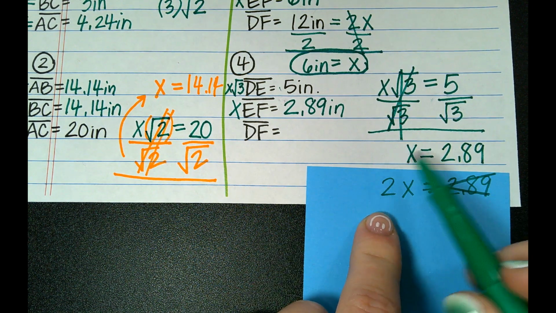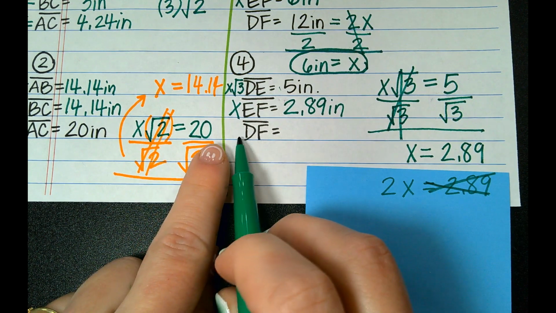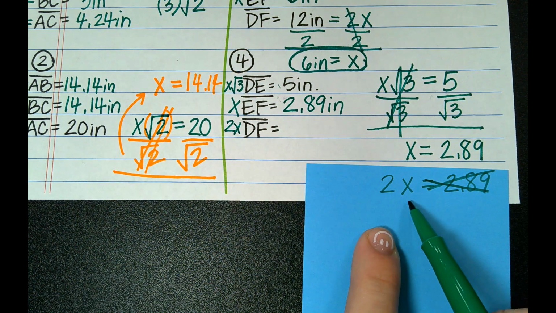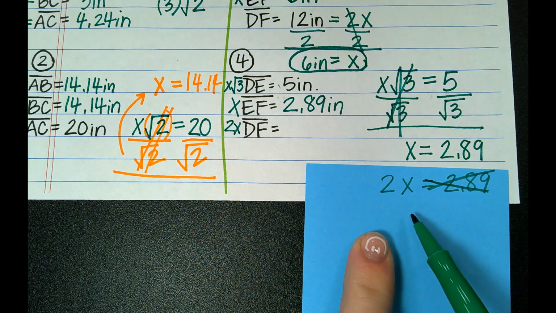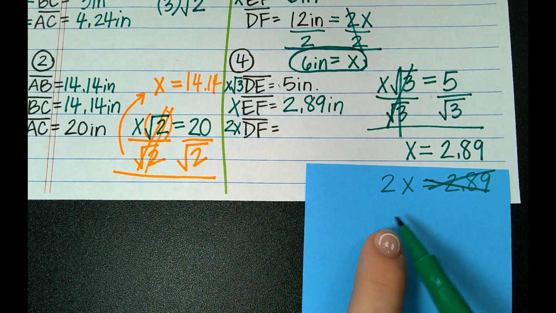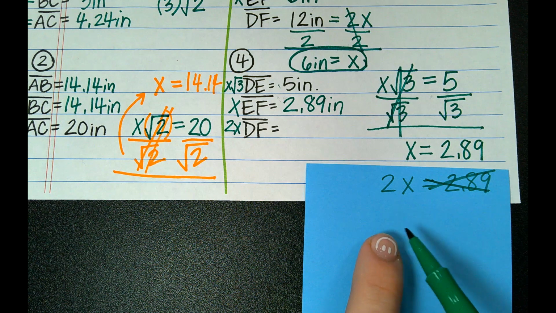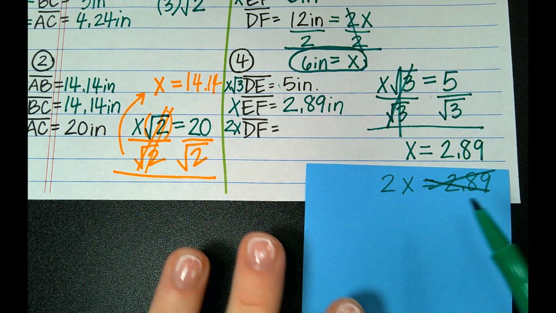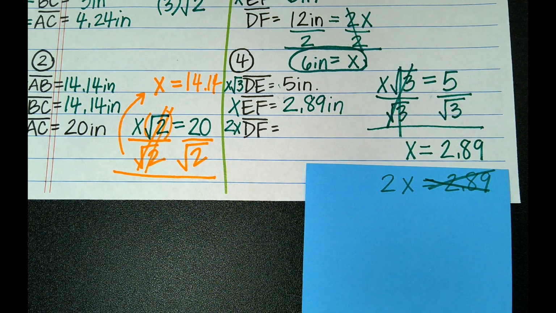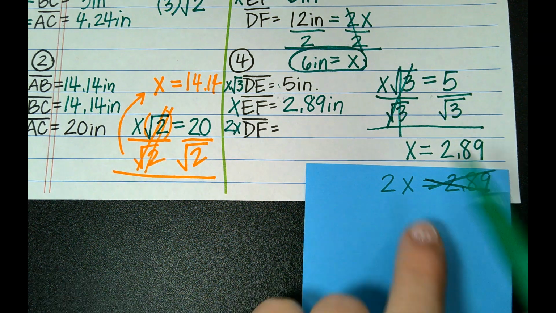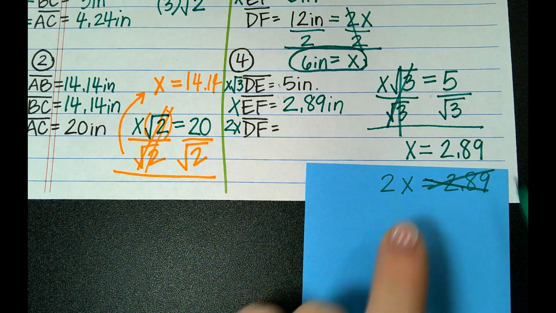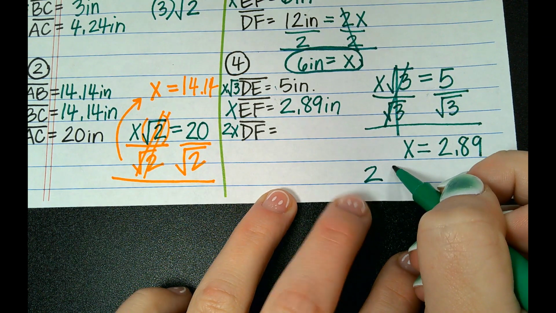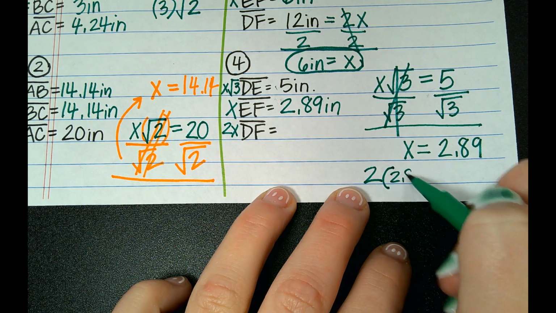But if I know what x is, and I know that from D to F, the length is 2 times x, can I solve for that length? Do I have enough information? 2 times 2.89. Yes. So once we've solved for x, we don't have to solve for it again. Now we can use x. We're going to plug it in to solve. Instead of solving, we already solved. Now, yes, we'll do 2 times x, 2 times 2.89.